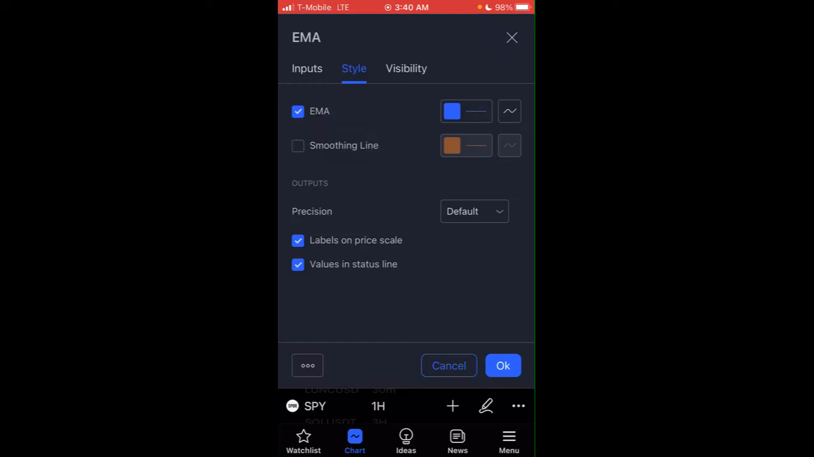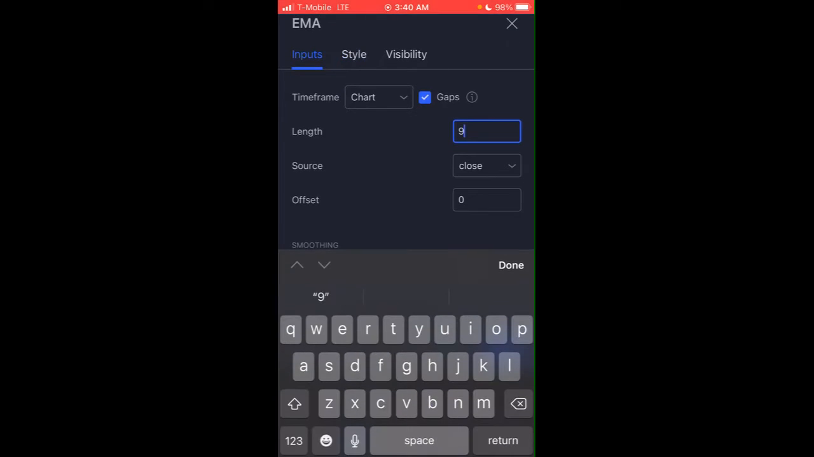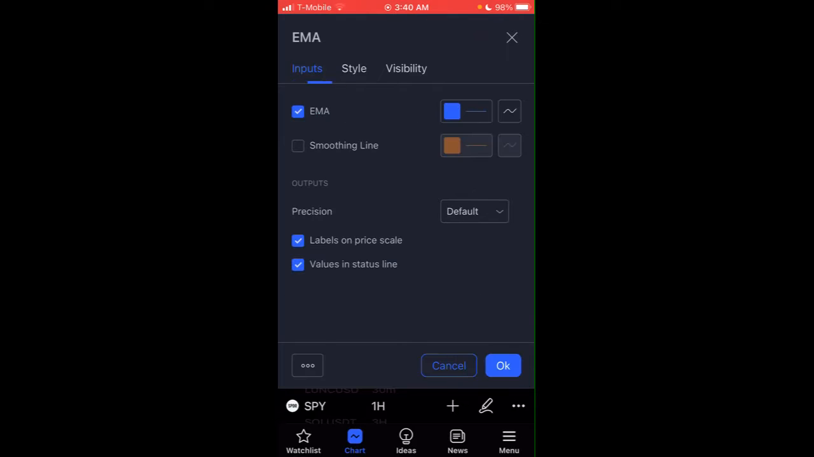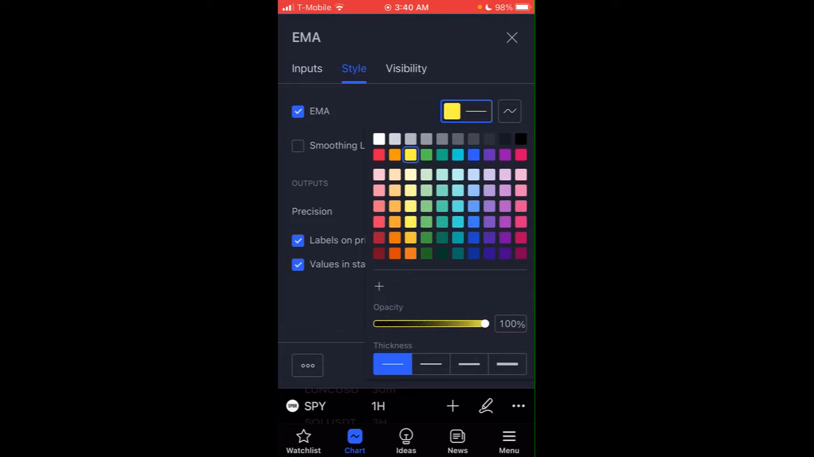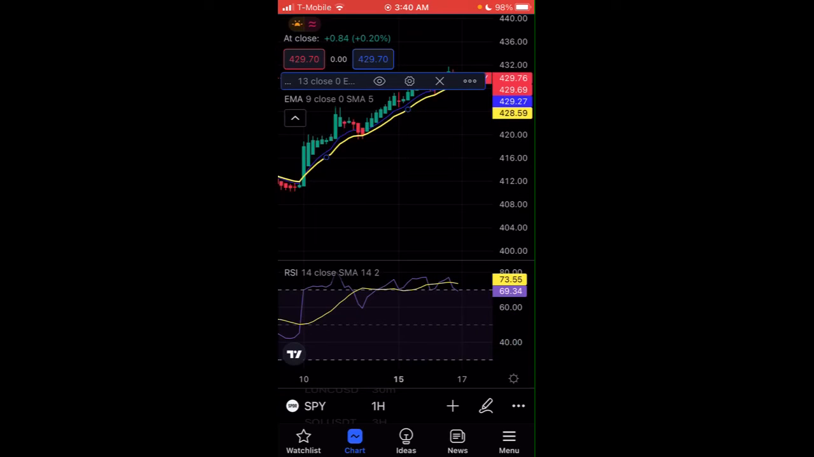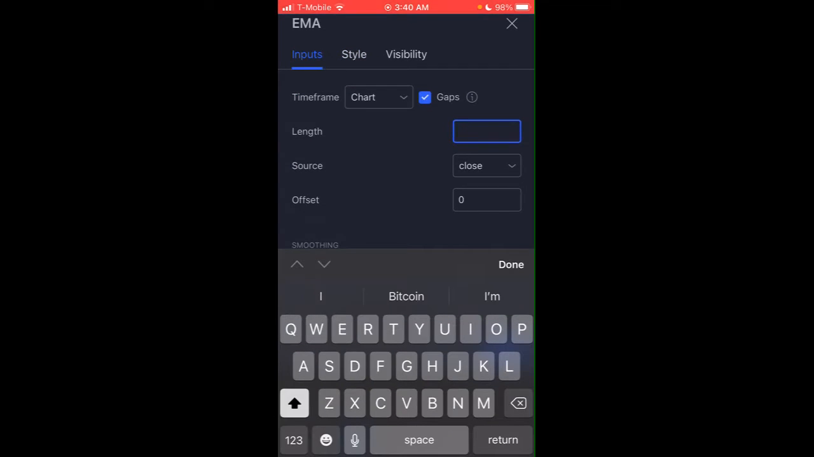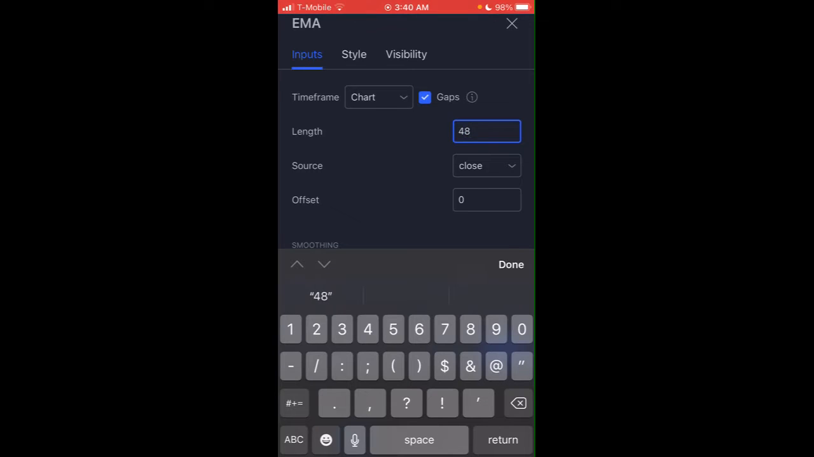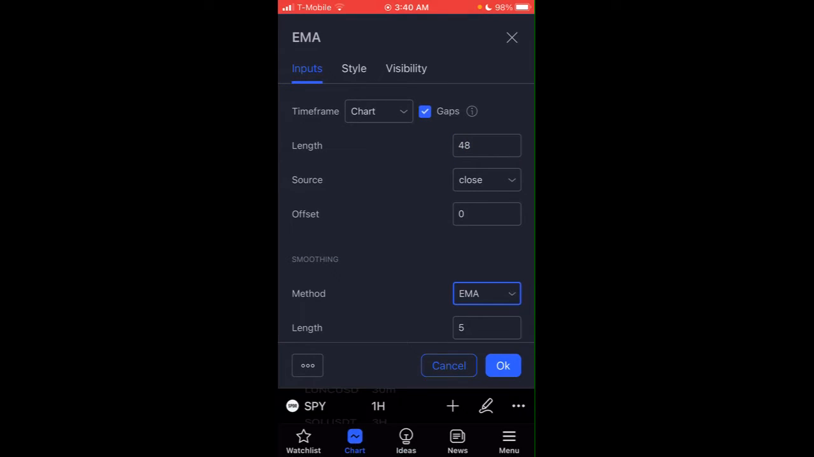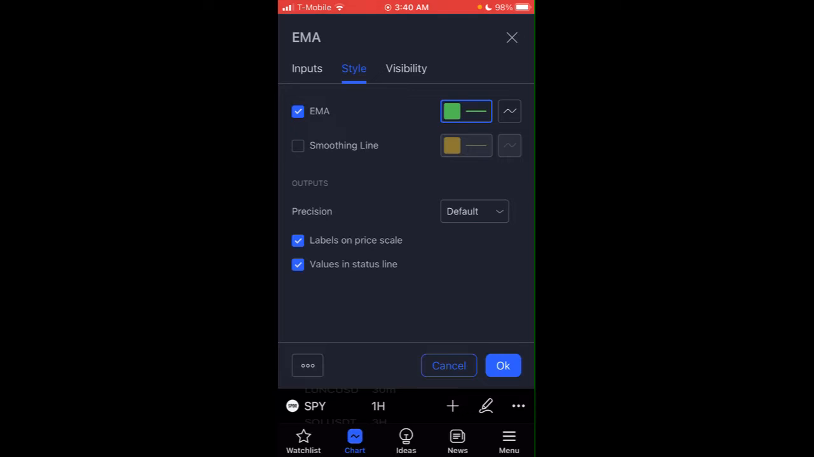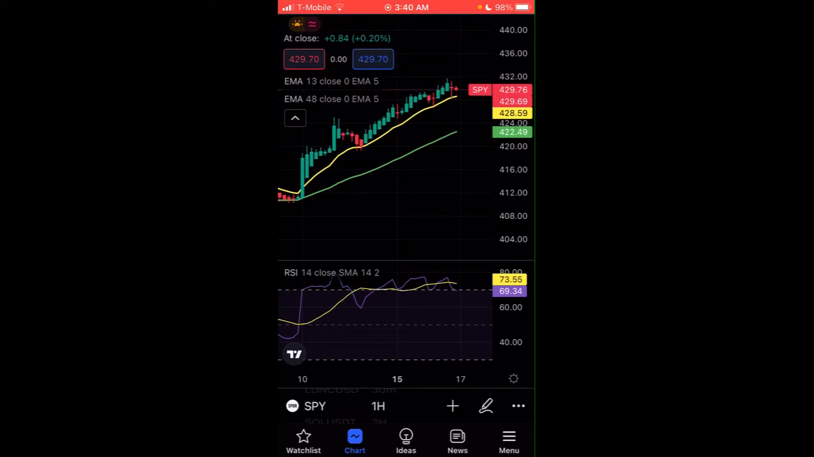Moving average, you would do the 13 EMA, make it yellow, and then I would do the 48 EMA. Let's make this one green. So this is the formula I would use if I was doing it for free, without the other indicators.